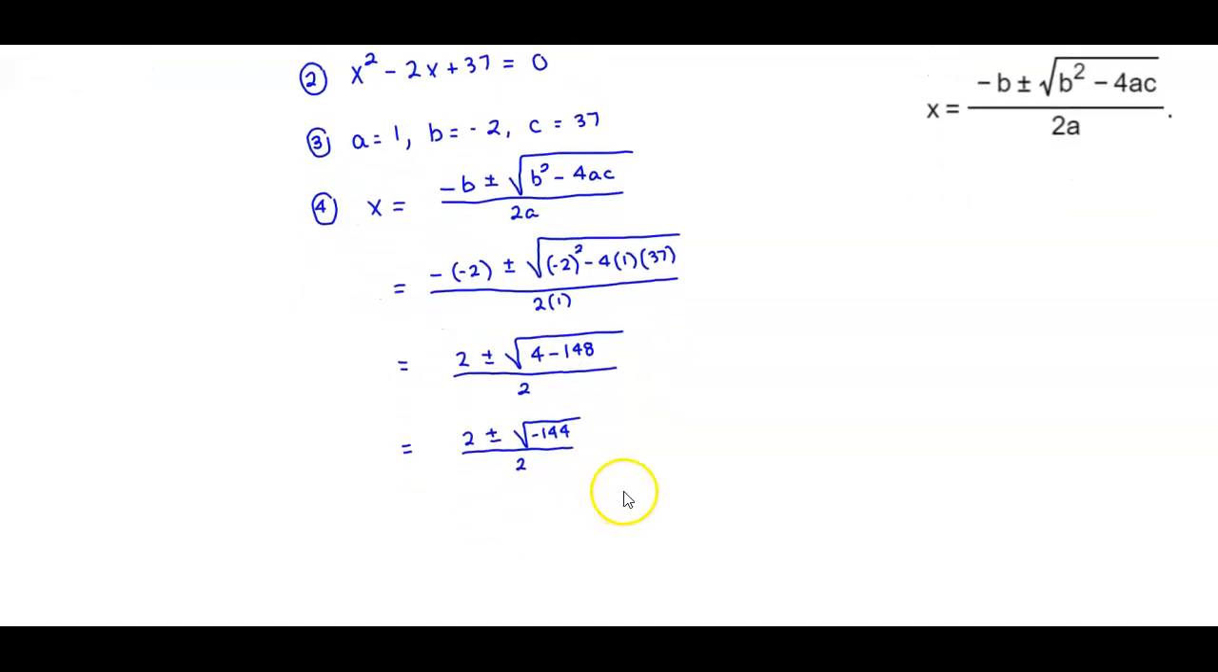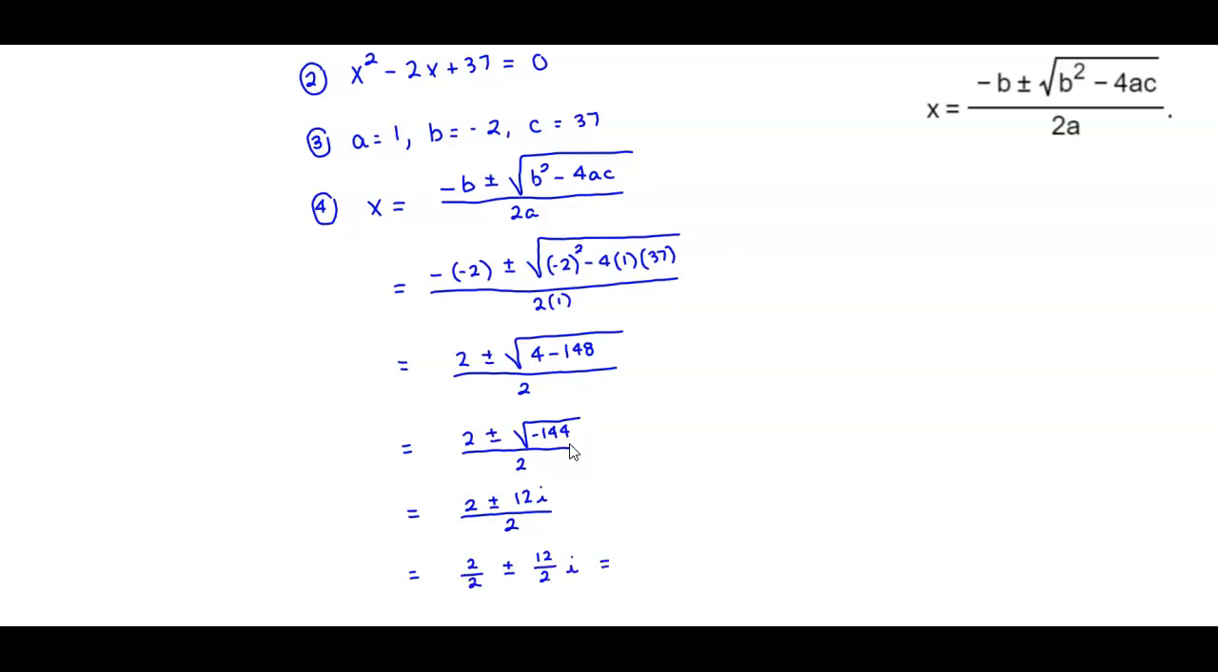Okay. Now the next step is, now we need to simplify this -144. So this is going to be 2 plus or minus, well, the square root of 144 is 12. And the square root of -1 is i. So it's going to be 2 plus or minus 12i over 2. But then we need to simplify this a little further. This is 2 over 2 plus or minus 12 over 2i.